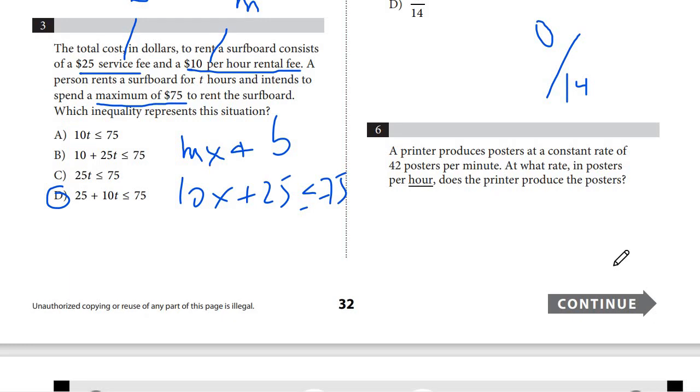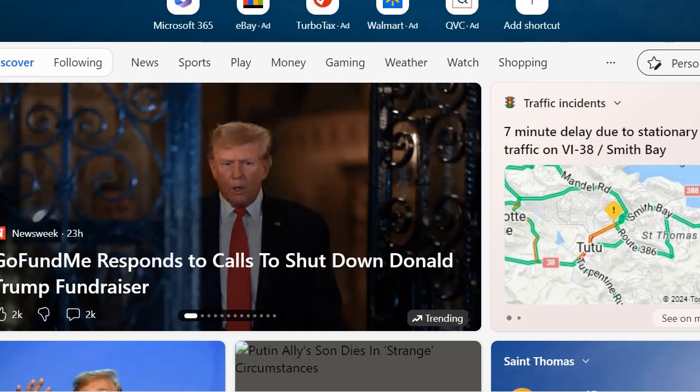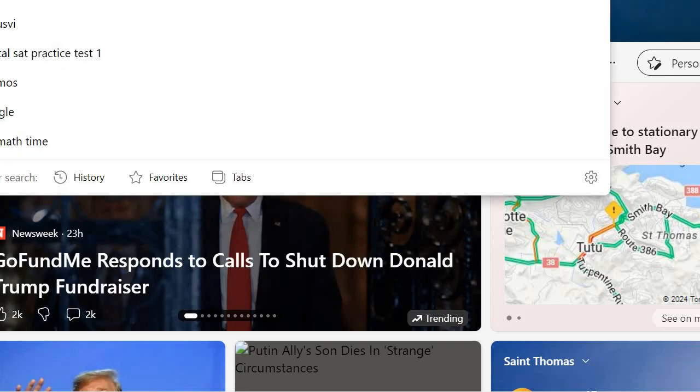Number 16. A printer produces posters at a rate of 42 posters per minute. At what rate in posters per hour does the printer produce the posters? Well, since there's 60 minutes in an hour, all you need to do is compute 60 times 42. You have a calculator available, just type it in. I'm just going to type it in here into Google.